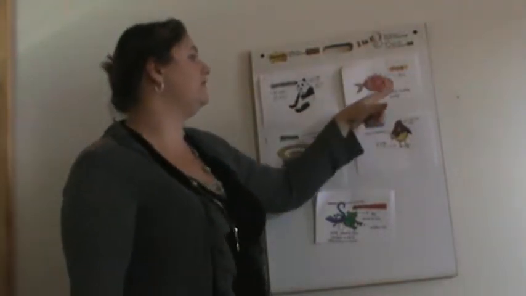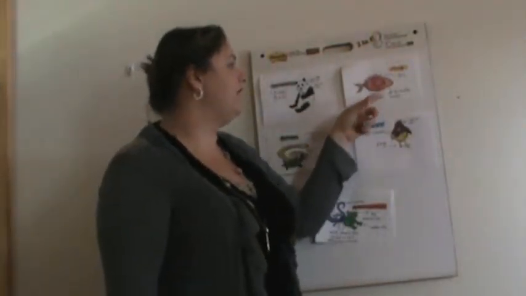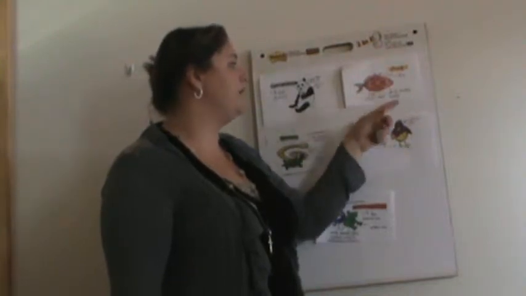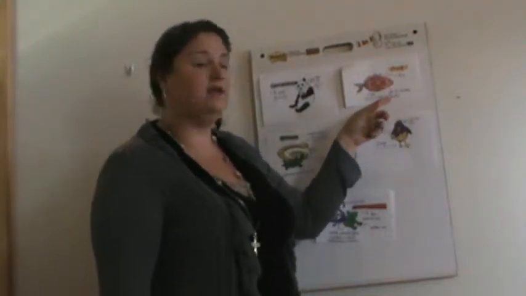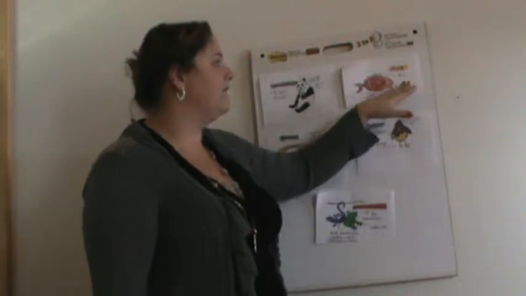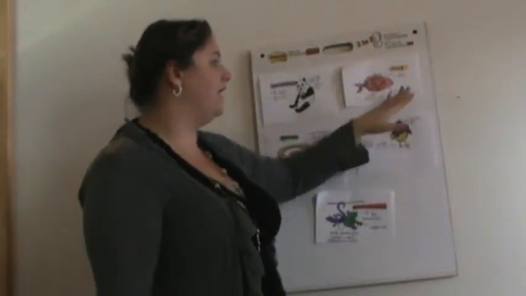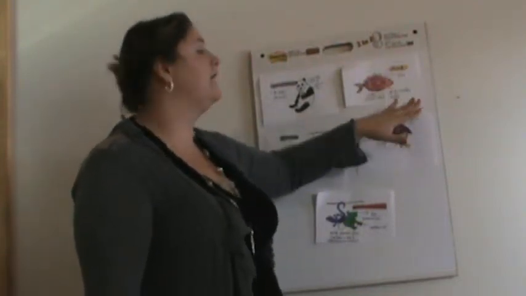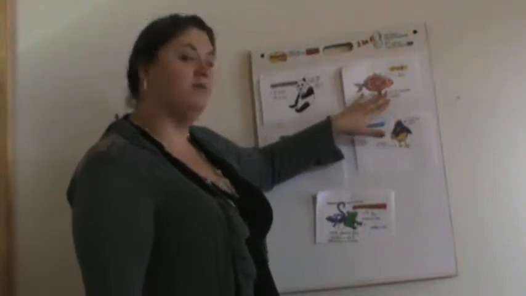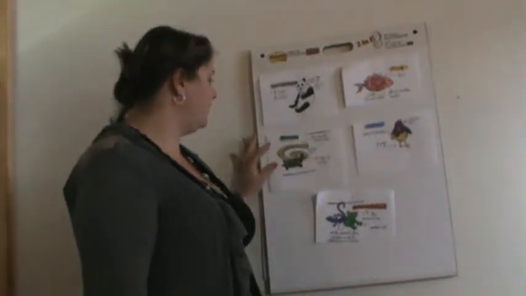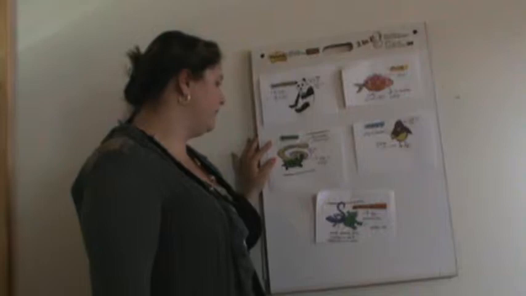Fish have scales. They have no hair or fur. They have gills for breathing. They do not have ears. And they have fins, and they're located in the water. And they lay eggs. And then we have reptiles.